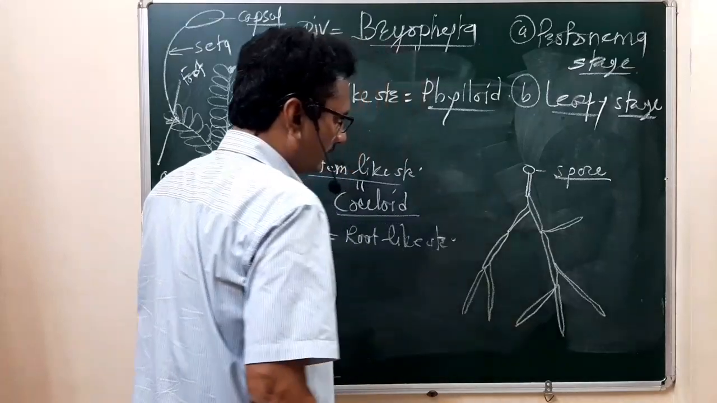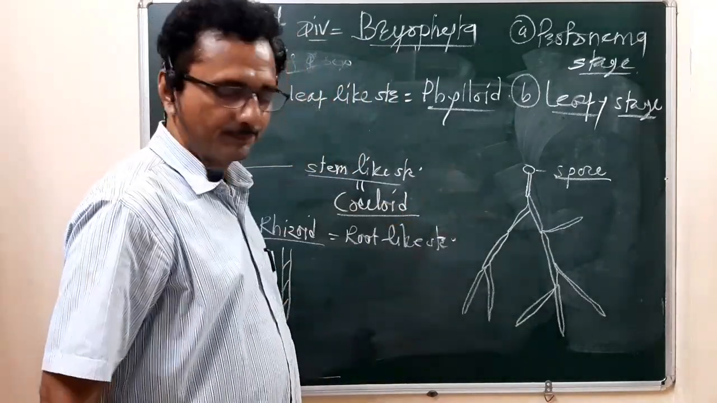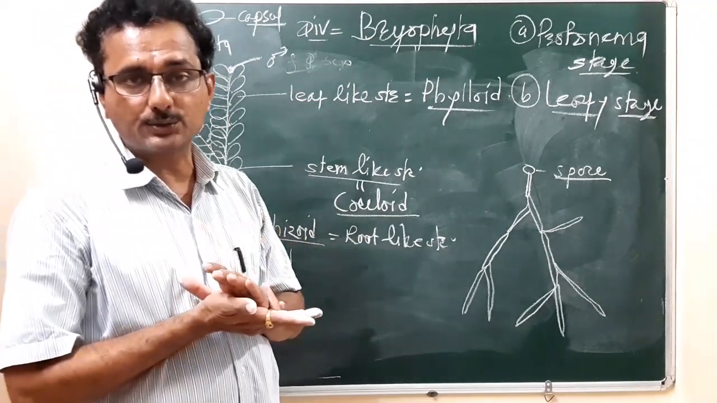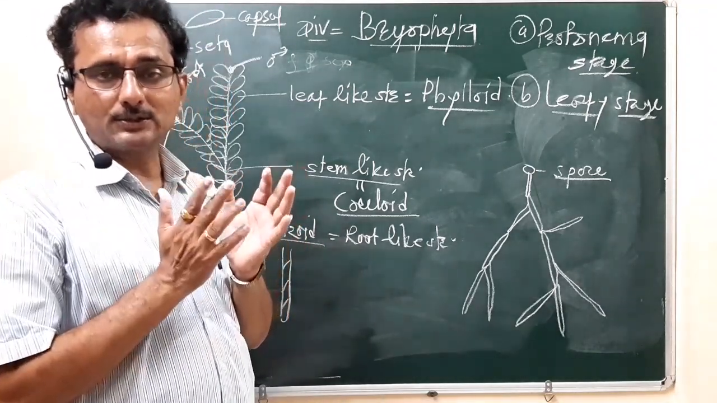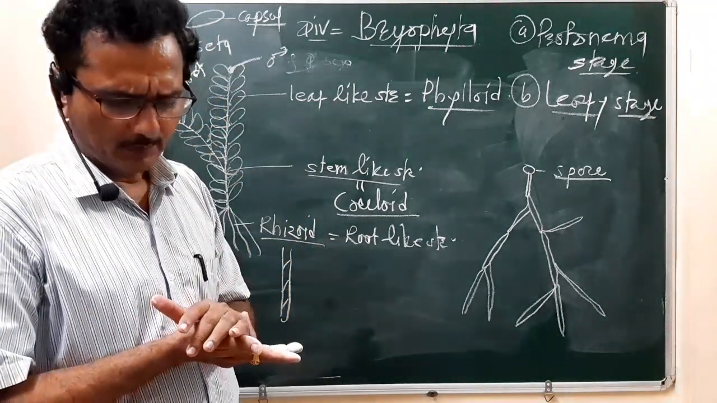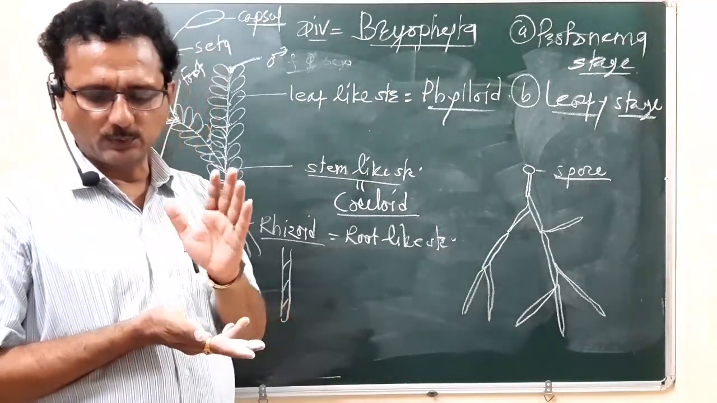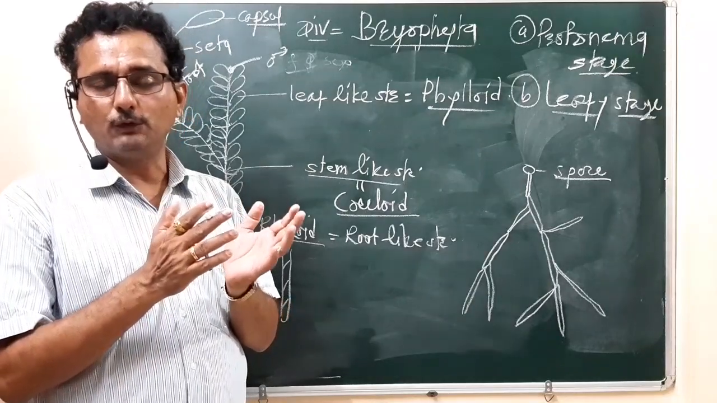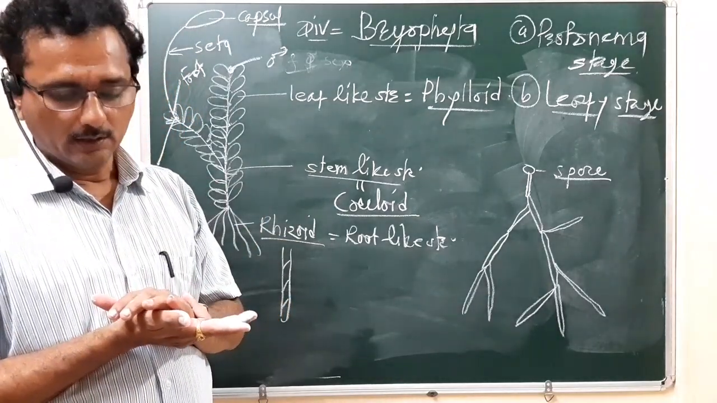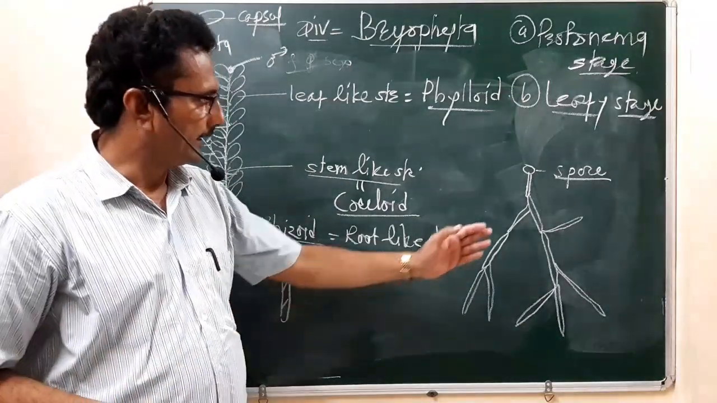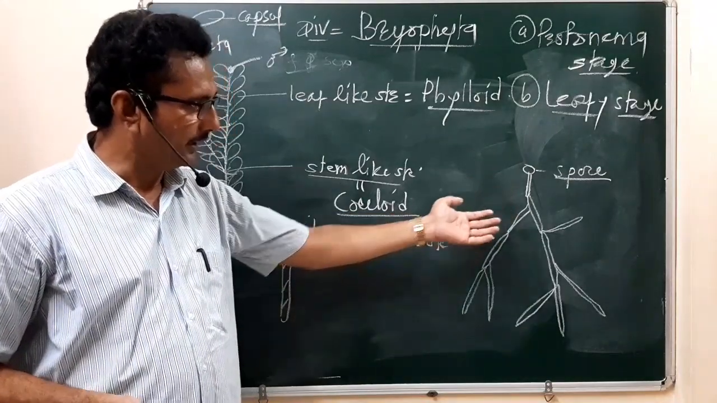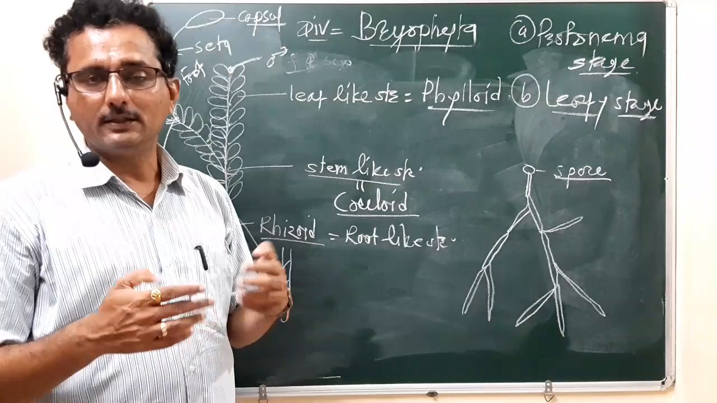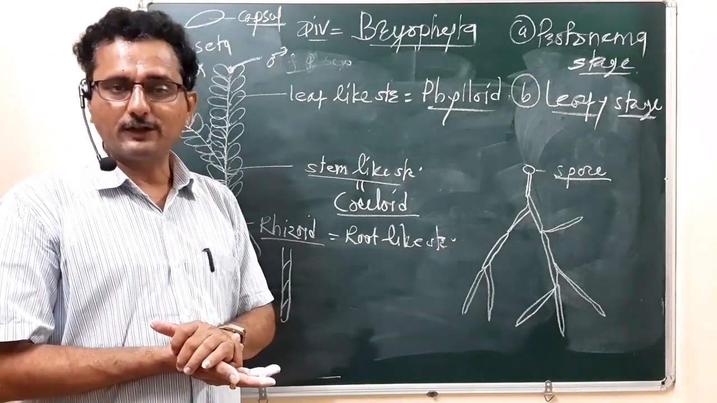So the protonema is developed from this spore. It is a prostrate green branched structure, called the protonema stage. And remember, students, this protonema stage shows two ways of reproduction. The first way is fragmentation, by which they can form a number of new gametophytic phases.